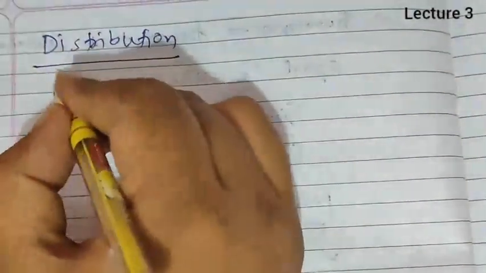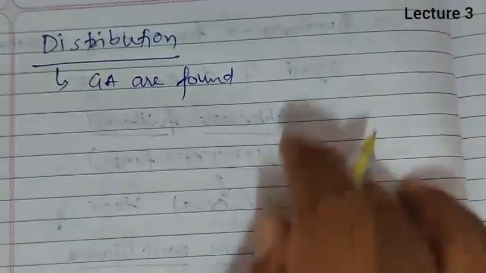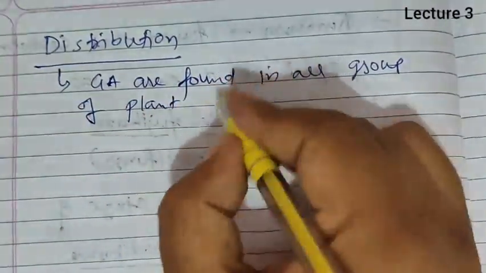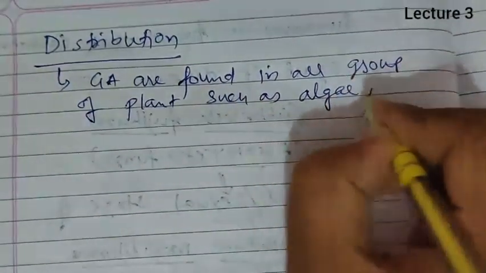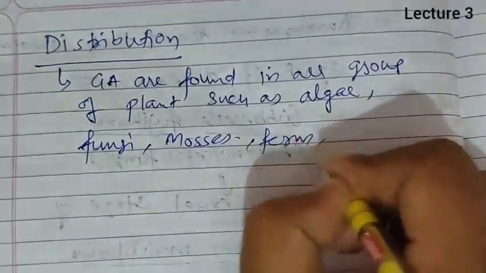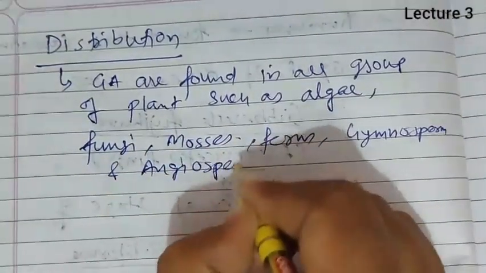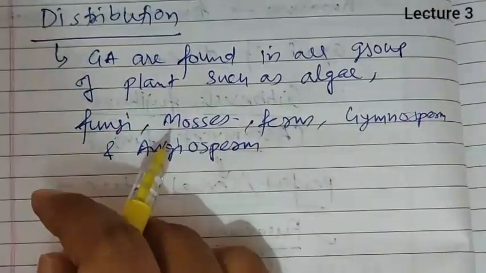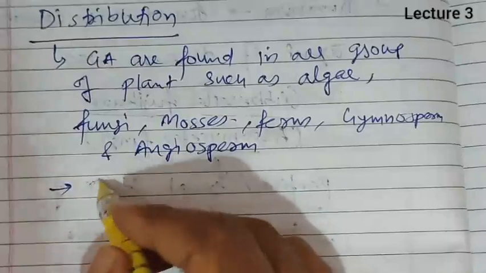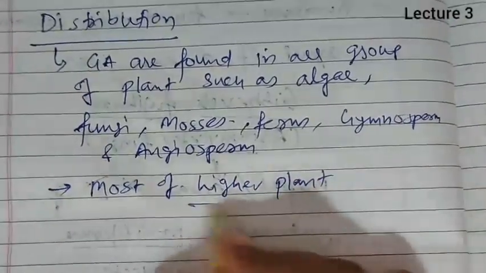Next we talk about distribution. If you talk about distribution of gibberellin, gibberellins are found in all groups of plants, such as algae, fungi, mosses, ferns, gymnosperms and angiosperms. In all of these we will find gibberellic acid. But gibberellin and gibberellin-like substances have been observed in most higher plants, that is gymnosperms and angiosperms.